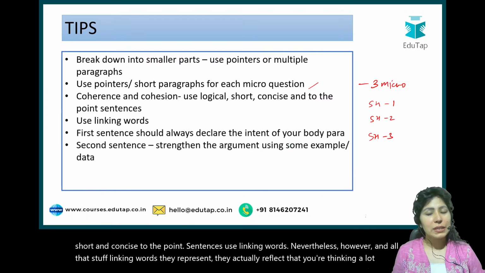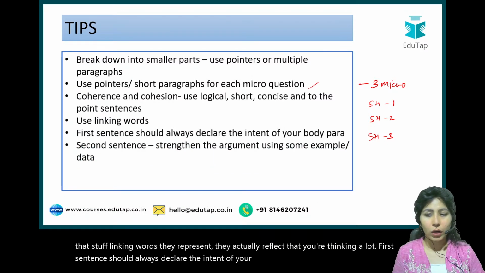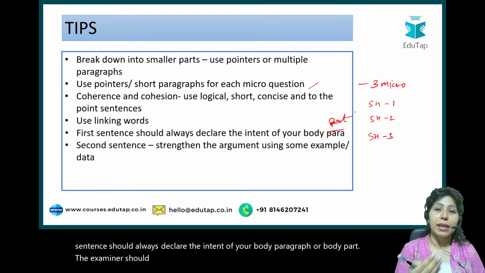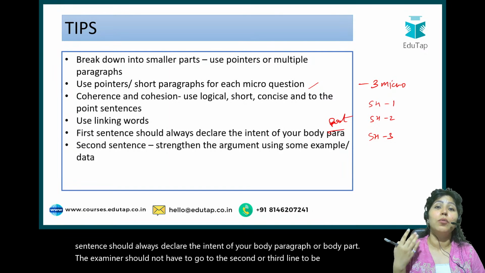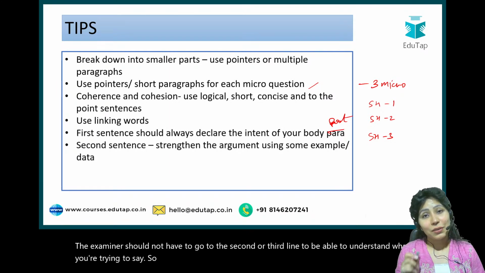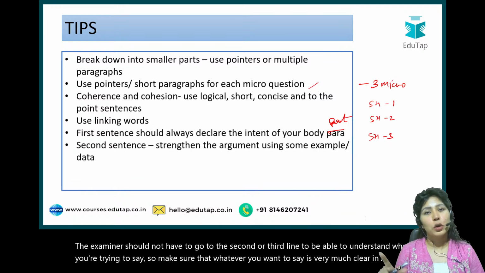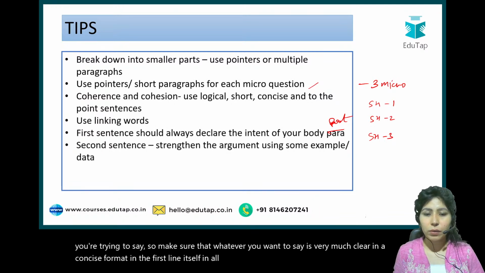First sentence should always declare the intent of your body paragraph or body part. The examiner should not have to go to the second or third line to be able to understand what you're trying to say. So make sure that whatever you want to say is very clear, in a concise format, in the first line itself, in all parts of your body.